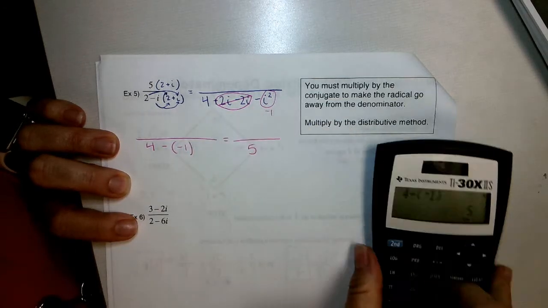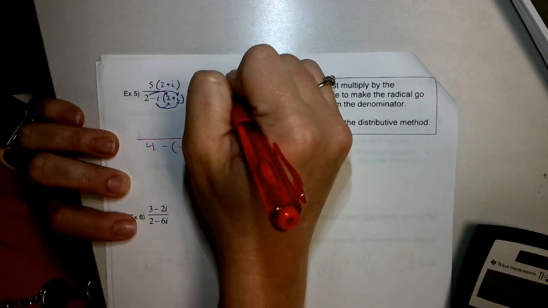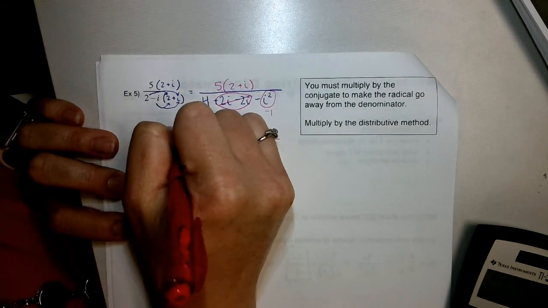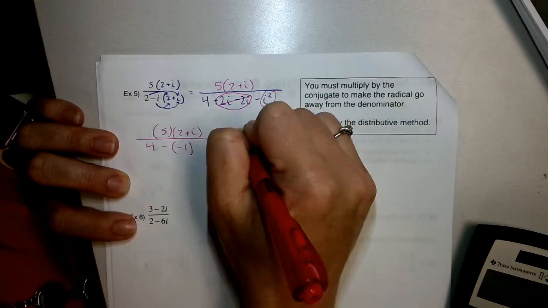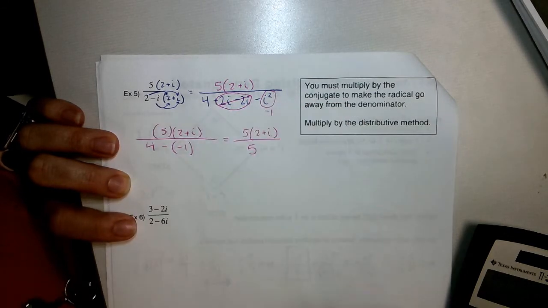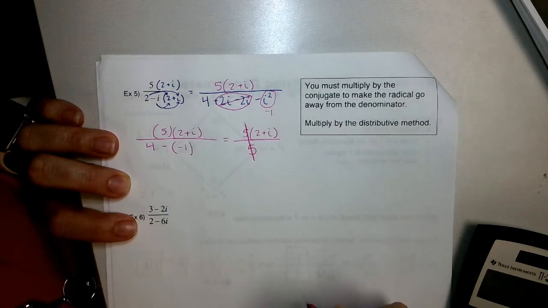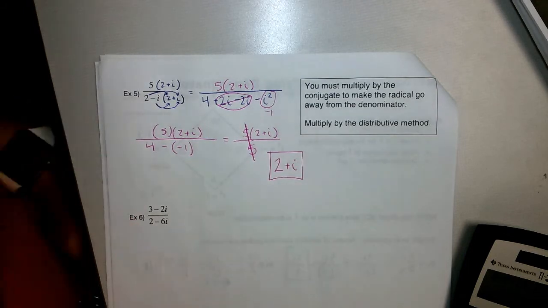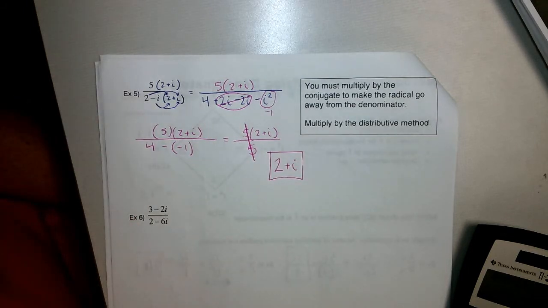Well, before I even keep going, I don't know why I did that. What happens? Don't distribute it. It cancels. And my answer is 2 plus i. That's why I tell y'all to always wait. Because what if it cancels? Do you really want to do all that work to take it right back out? No.